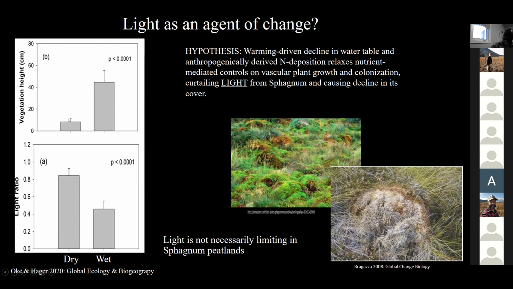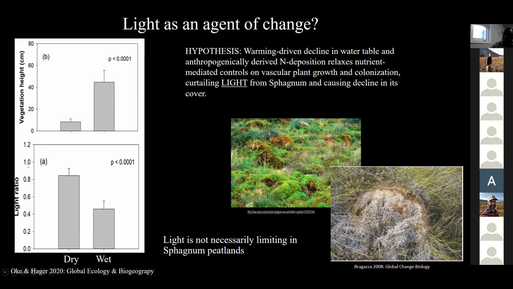As you can see here, in the dry peatland, the vegetation height is really low, less than 10 centimeters. But when you compare that to the wet environment, it's really high, above 40 centimeters. We also quantified light ratio, where we measured photosynthetically active radiation above the canopy and below the canopy and expressed that as a ratio. A high light ratio means that more light was admitted to the surface, and a low light ratio means less light was admitted.